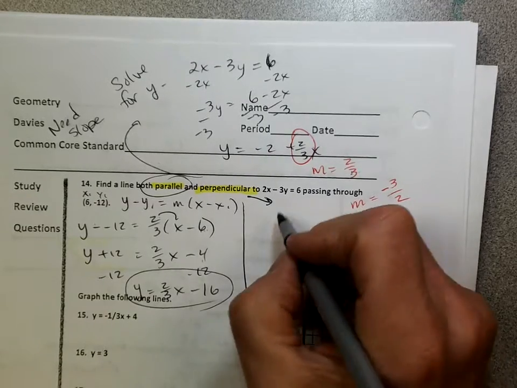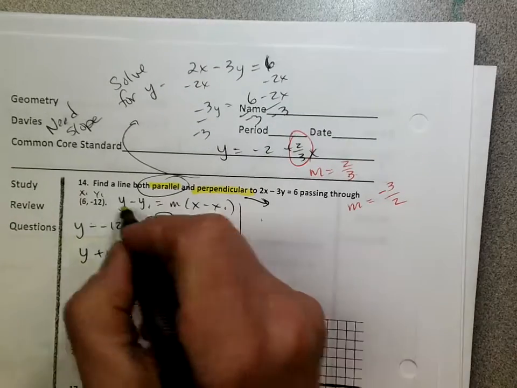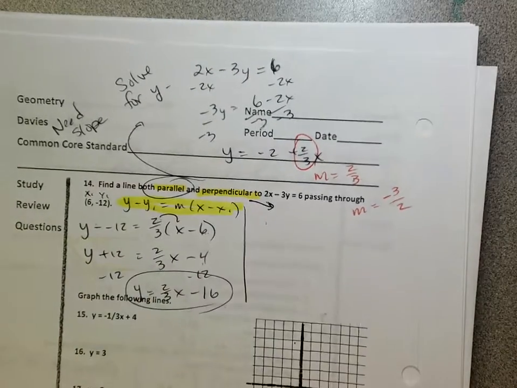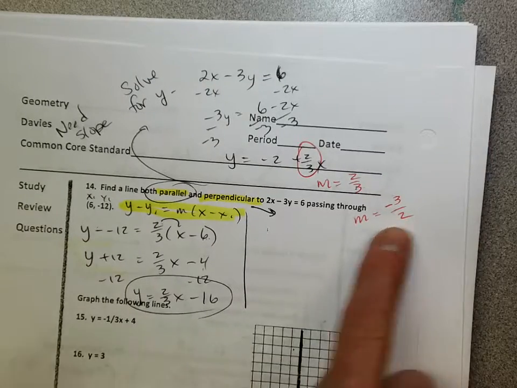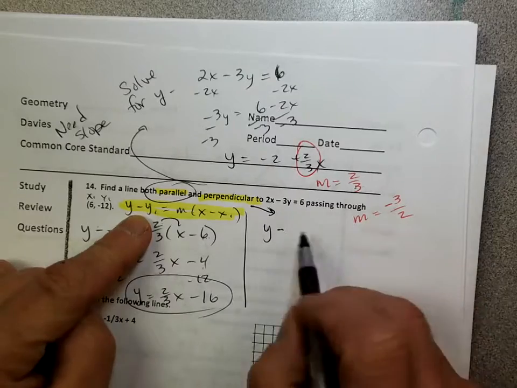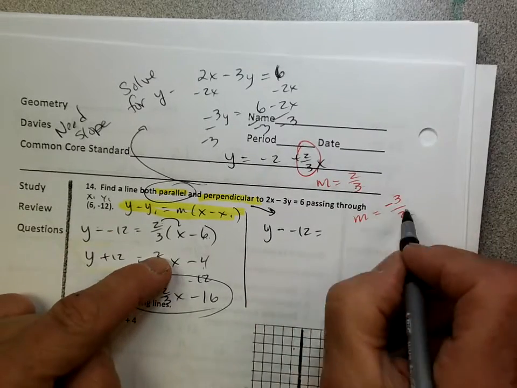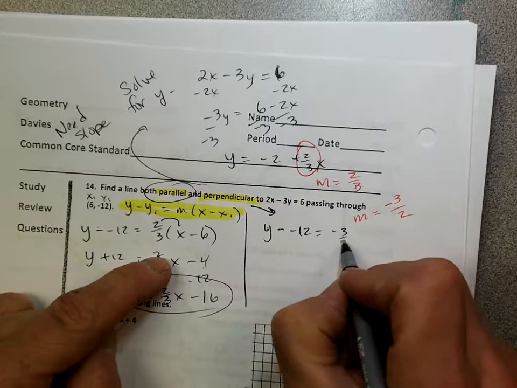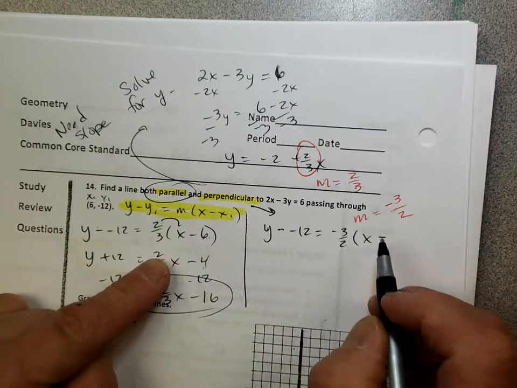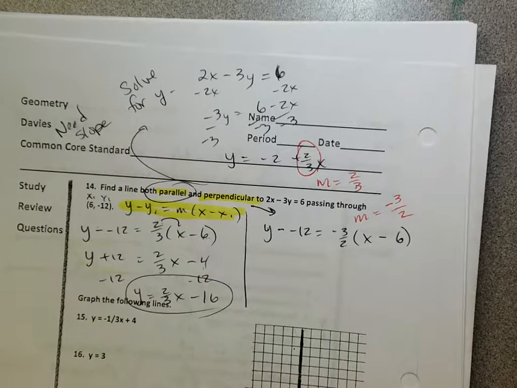So again, let's use our formula. I'm going to use the same formula, same steps, except I'm going to put the negative 3/2 in for the m. So we're going to go y minus y1, which we know is a negative 12, equals the slope, which is the negative 3/2, x minus the 6. So everything's the same. The only difference is just the slope. We're going to go ahead and finish it up.